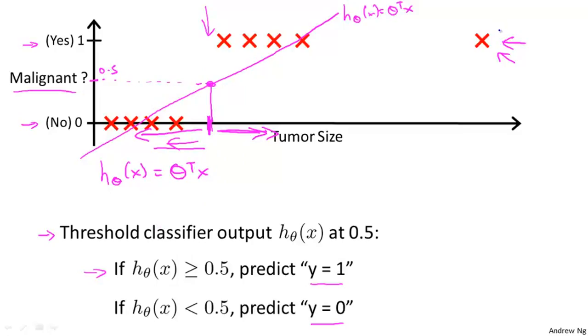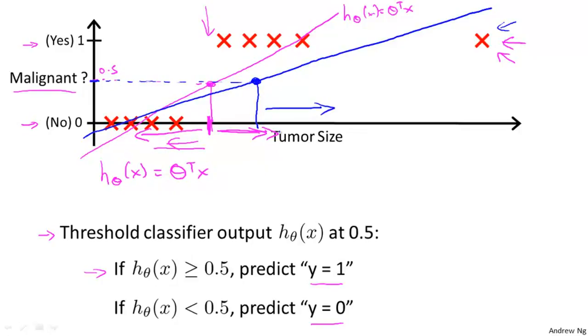But once we've added that extra example out here, if you now run linear regression, you will instead get a straight line fit to the data that might look like this. And if you now threshold this hypothesis at 0.5, you end up with a threshold that's around here, so that everything to the right of this point you predict as positive, and everything to the left of that point you predict as negative.